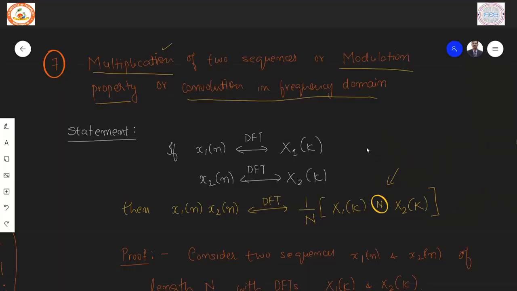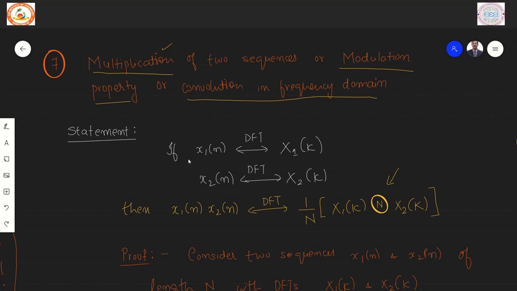Property 7 of the DFT is called the multiplication property. Here we are multiplying the two sequences in the time domain. It's also called the modulation property. This results in convolution in the frequency domain.